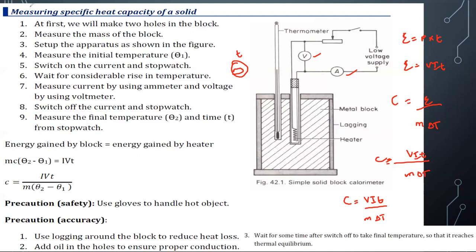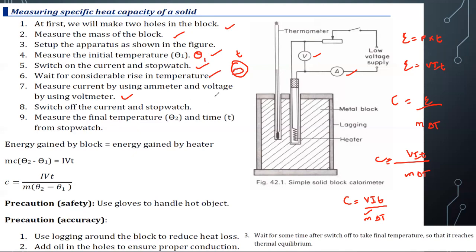So at first we'll make two holes in a block because we are going to find the specific heat capacity of a solid. We should be able to place the heater and the thermometer in the solid. That's why we are making two holes. Then measure the mass of the block. Then measure the initial temperature, because the temperature change can be calculated, but measurement is done. First we measure the initial temperature, then we switch on the current and the stopwatch at the same time and wait for a considerable rise in temperature, and measure the current by using an ammeter and voltage by using a voltmeter.